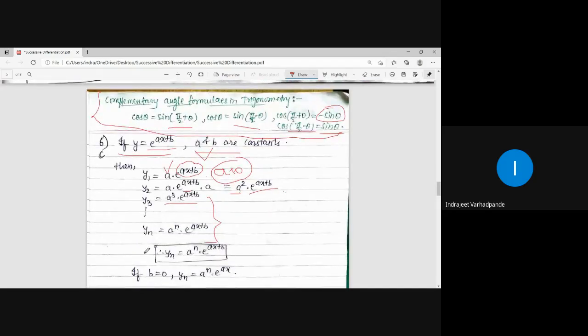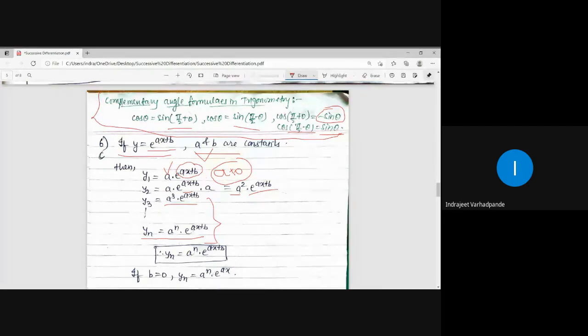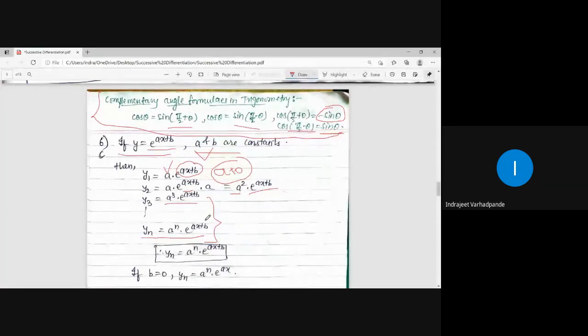So what is yn? Yn is a to the power n into e to the power ax plus b. And if b is equal to 0, you only have the term e to the power ax, so it will be a to the power n into e to the power ax. This is what the generalized statement is. Is it clear? Yes sir.